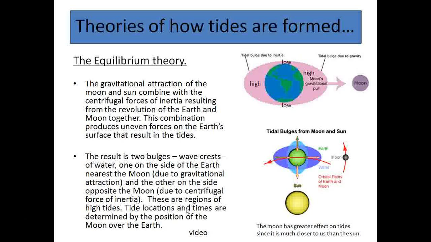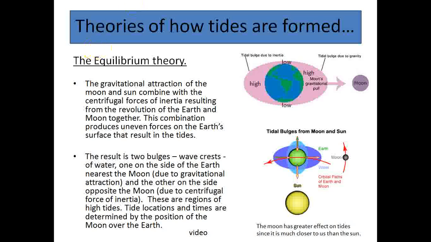There's a few theories out there of how tides are formed. We'll be focusing on two, the equilibrium theory and the dynamic theory. You should be able to briefly explain them or understand what they are. So, equilibrium theory basically is the one that talks about how the gravitational attraction of the moon and the sun and the Earth's rotation kind of work together in making the tides.